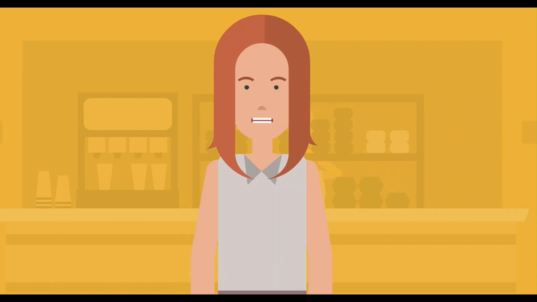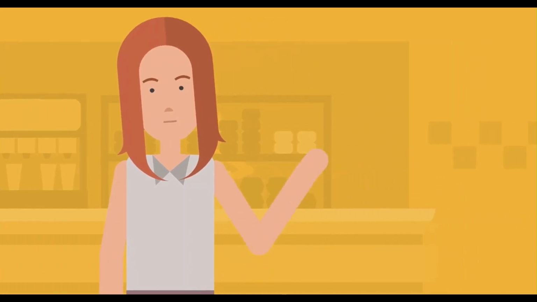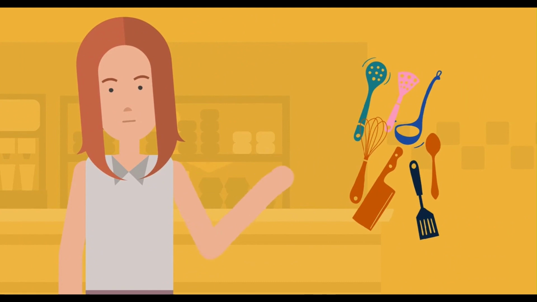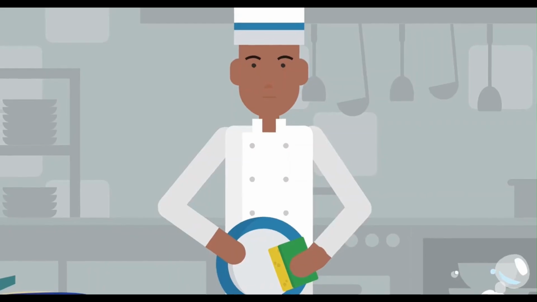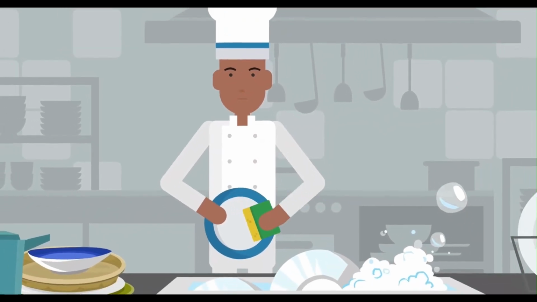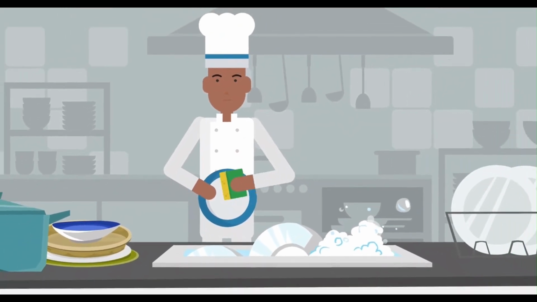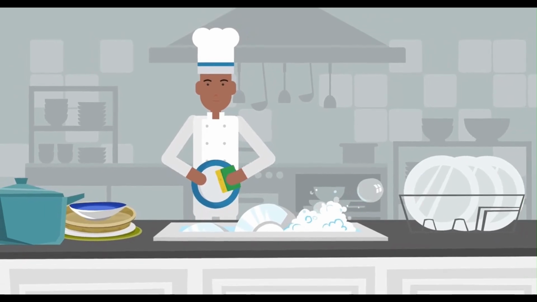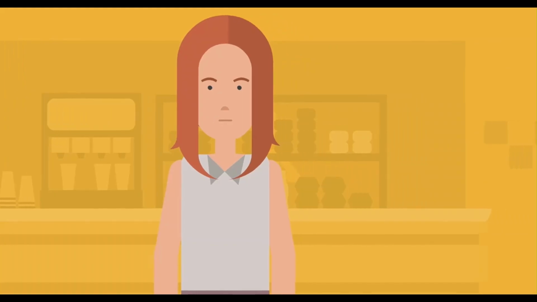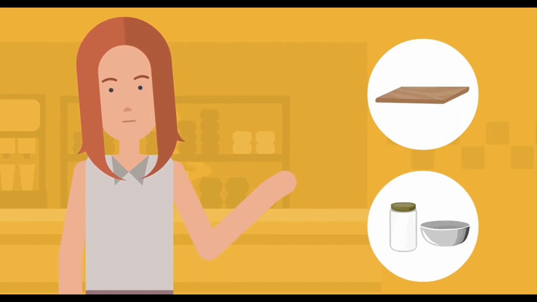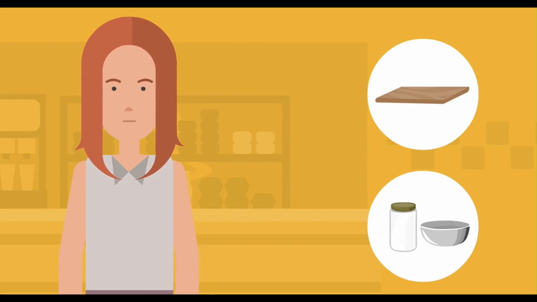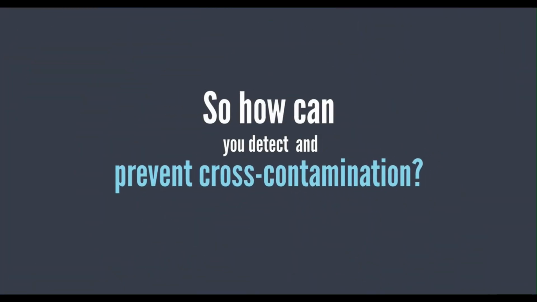As the name equipment to food suggests, microorganisms can pass from equipment and utensils to food, also known as indirect contamination. This usually occurs because the equipment or utensils weren't thoroughly cleaned and sterilized each time they were used. Examples are using the same chopping board for slicing chicken then vegetables, or storing a stew in an unwashed container that was previously used for raw meat. So how can you detect and prevent cross-contamination?